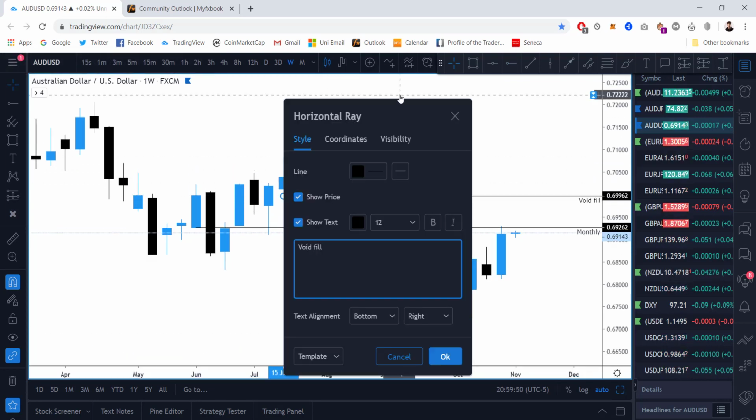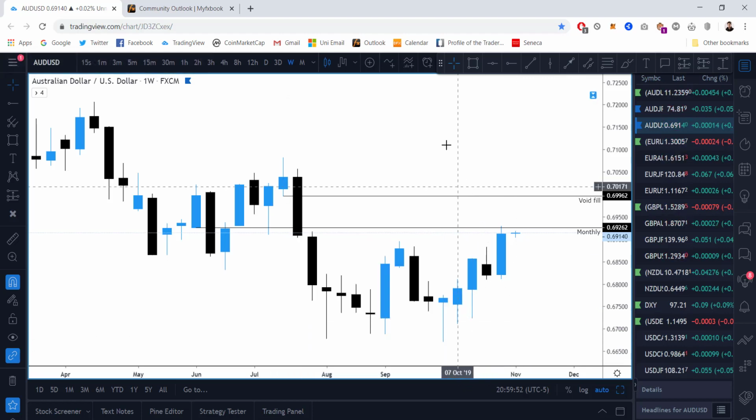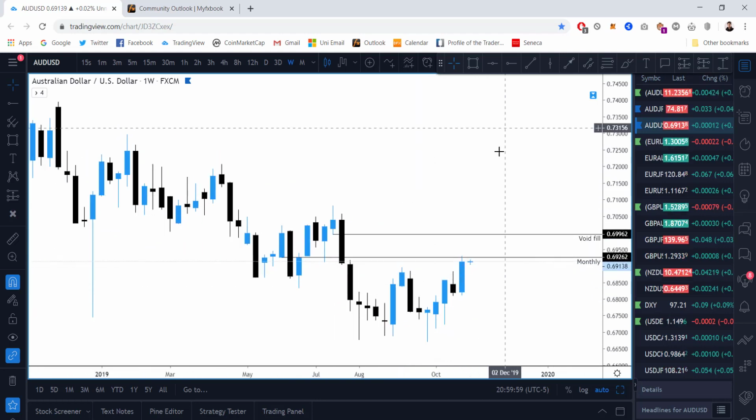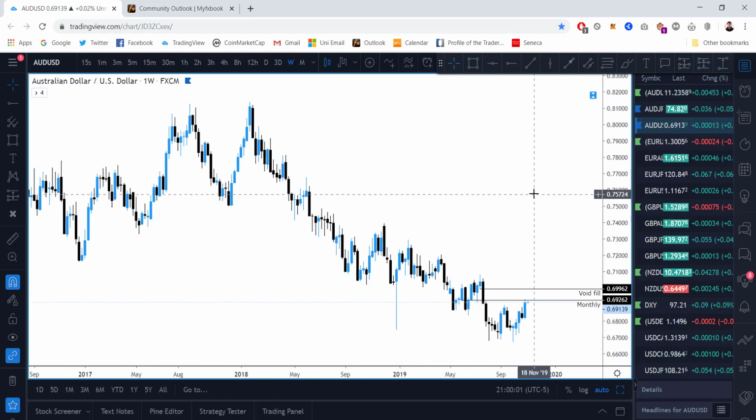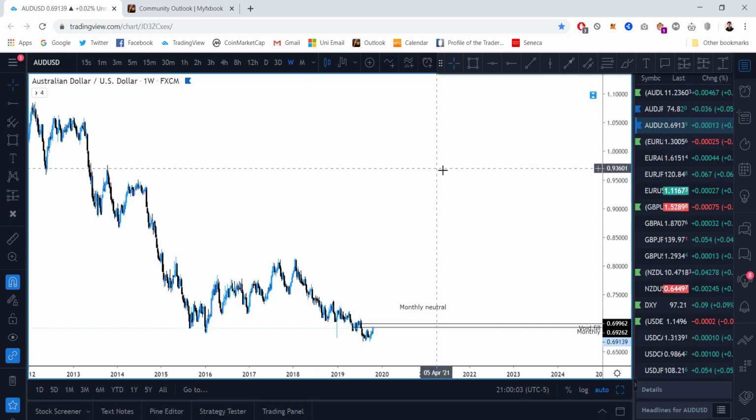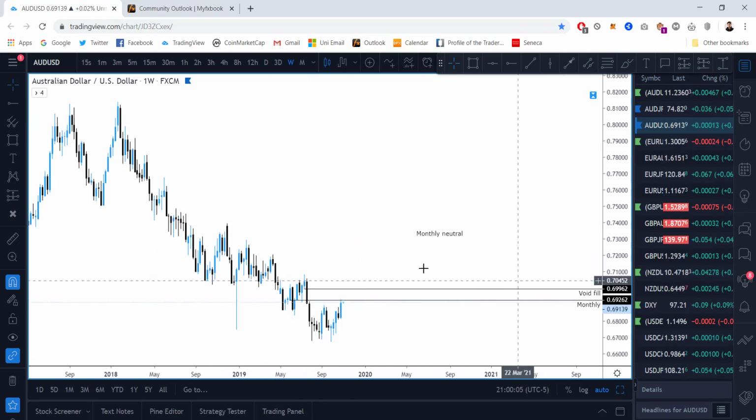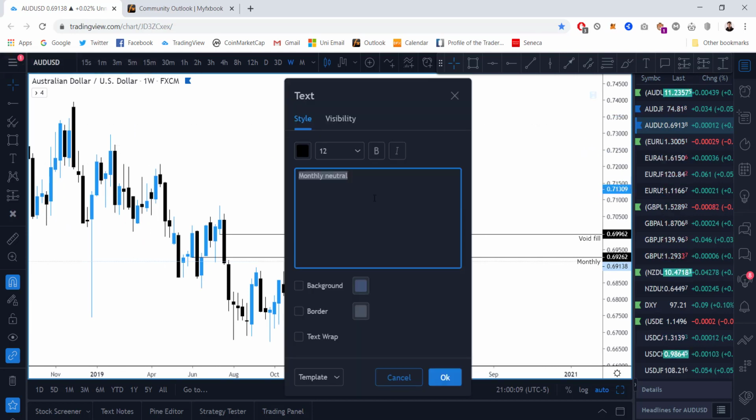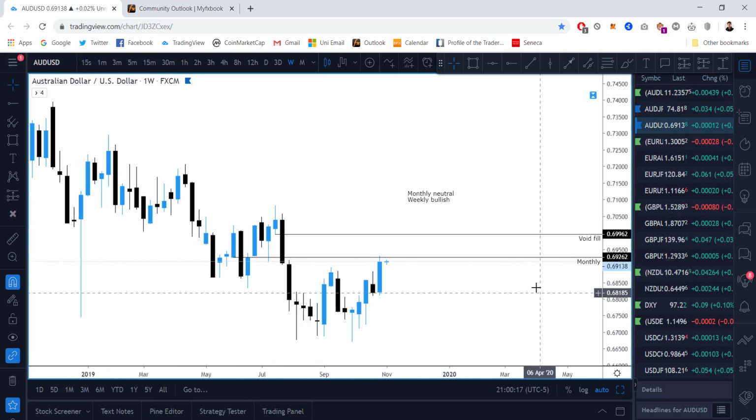Void fill, or imbalance fill, or inefficiency fill, or whatever you want to call it. So that actually makes our weekly bias bullish. Where the hell has that thing gone? Oh, right there. All right. So monthly neutral, weekly bullish, and let's go to the daily now.